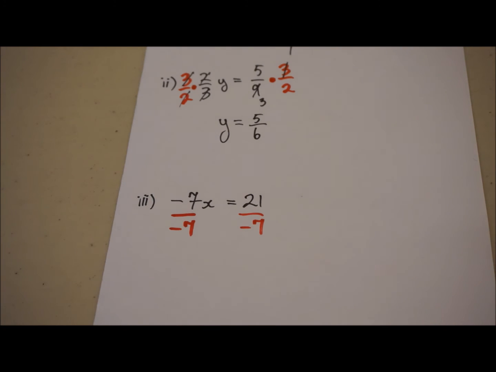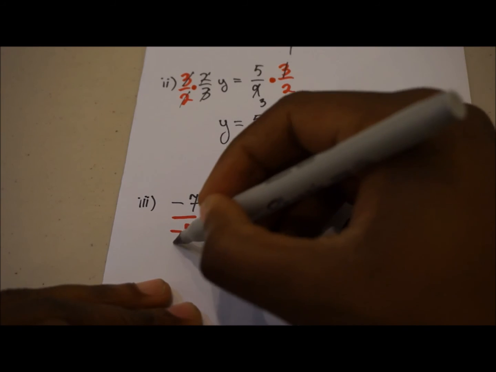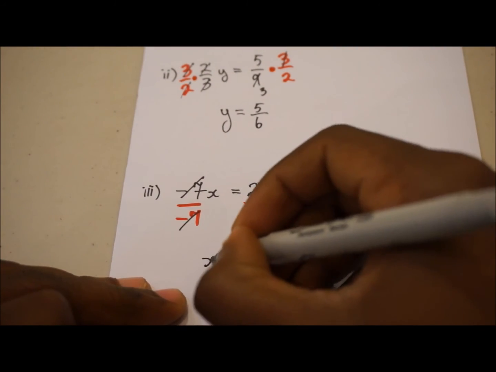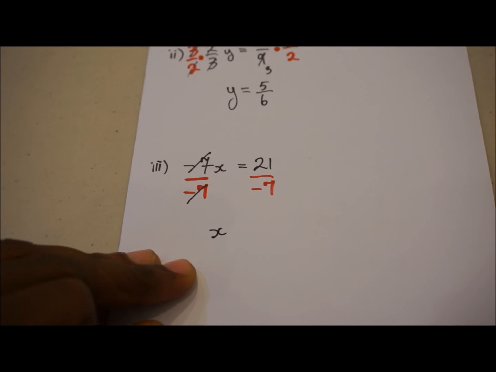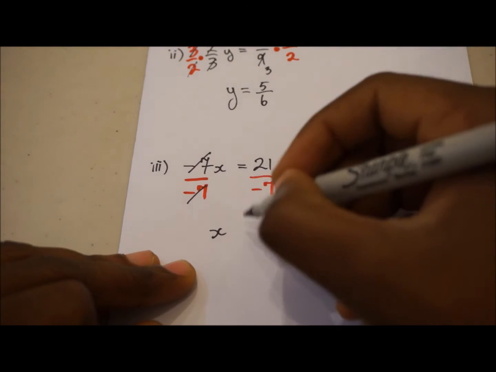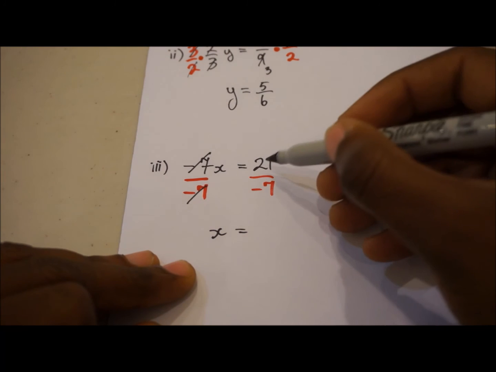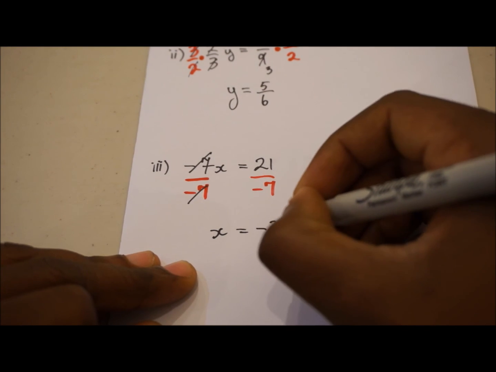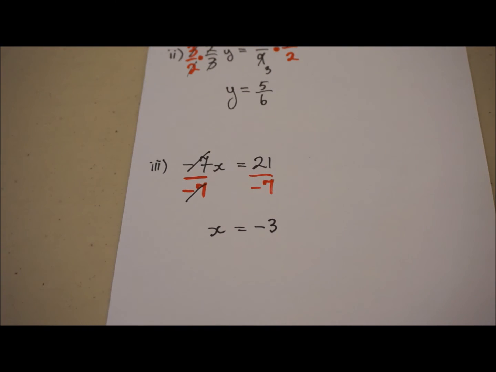And when I do that, notice how the negative 7 cancels out this negative 7, which leaves me with the x, which is exactly what I want, x by itself. The equal sign comes back. And then 21 divided by negative 7 gives me negative 3. Therefore, x is negative 3.